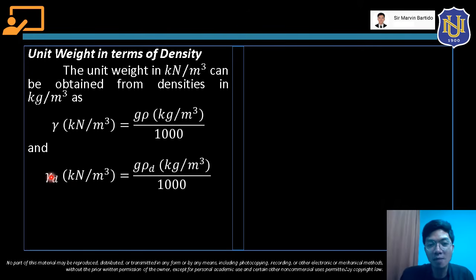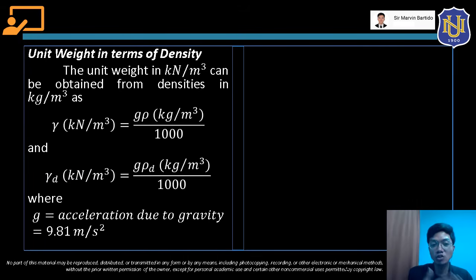Okay, so para sa gamma dry, i-multiply mo lang din, class, yung dry density by G, and then divide it by 1,000 para lang maging kilonewton per meter cube siya. Okay, so class, take note na yung G, yan ay 9.81 meter per second squared for SI unit. So kung yan, class, ay English unit, or US customary unit, i-convert mo siya to English unit.